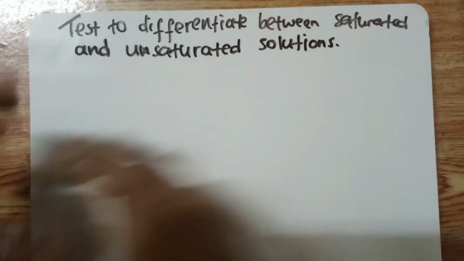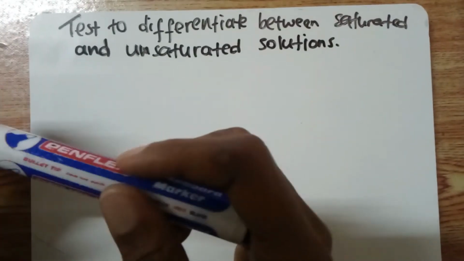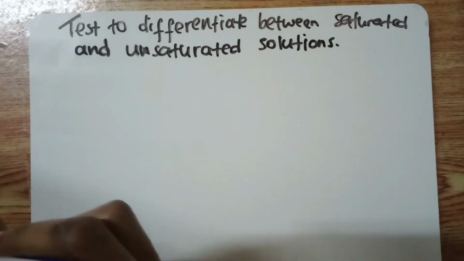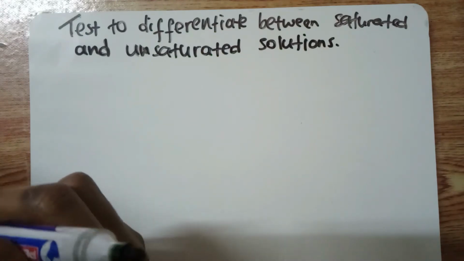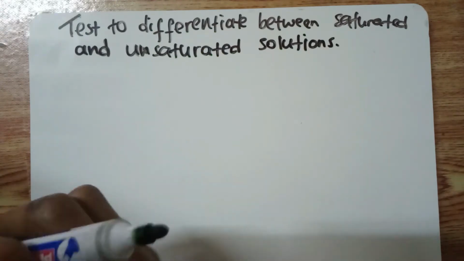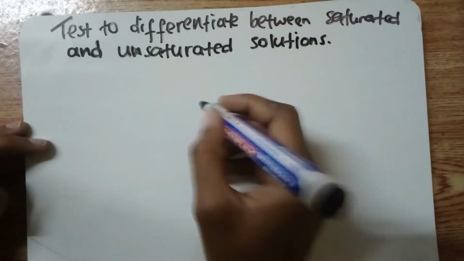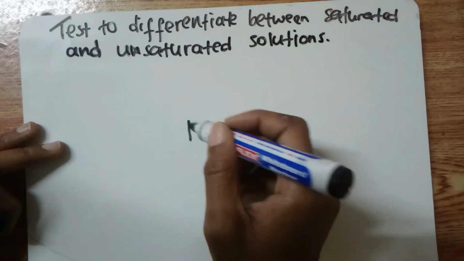The lesson we're going to do on organic molecules is about this: if you are asked a question in an exam to differentiate between saturated and unsaturated solutions, how would you go about doing that? This is something that you need to know. There are two ways that we can do this. We can either use bromine water or potassium permanganate, but at this level you only need to know the one that I'm going to be doing in this video.